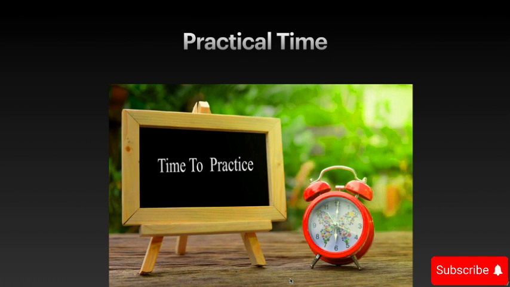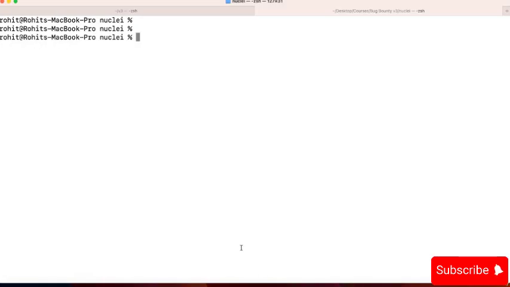So it's the practical time, and let's quickly jump on and run Nuclei on one specific URL. So I'm on my terminal and I'm going to supply Nuclei a target. To do that, I'm going to say nuclei -u and the target name. For testing purposes, I'm going to use testphp.vulnweb.com.